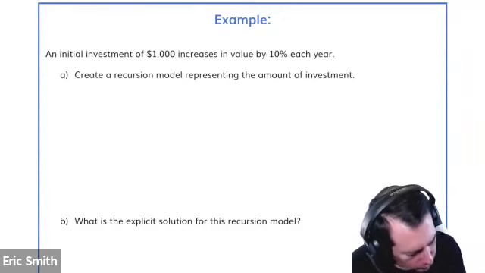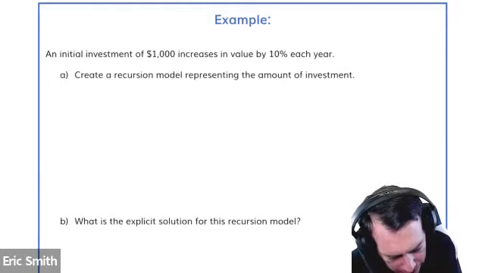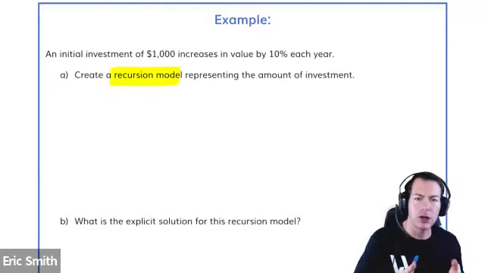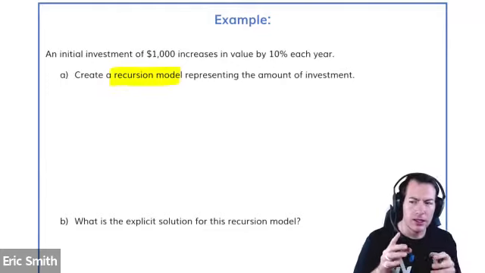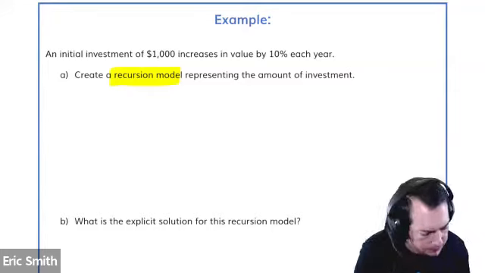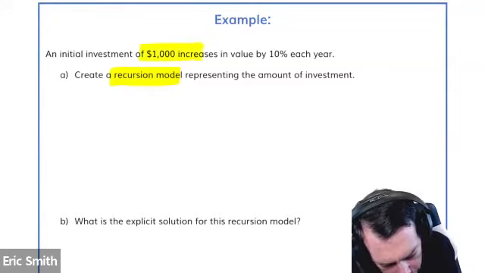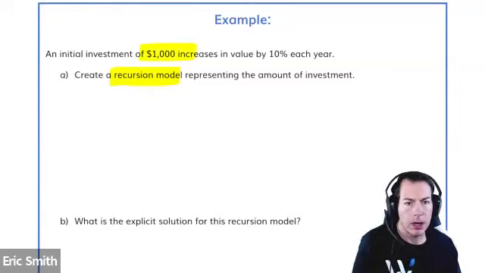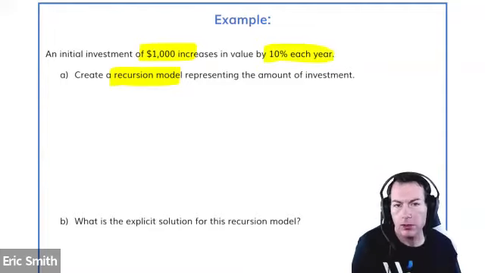Okay, so our clues for this one, it's kind of giving us a hint here. It says we want a recursive model. So in your mind, think, yes, I want to say what the new generation is going to look like based off of previous generations. Other clues we have in here, we know what the starting amount is, and we have a sense of how much it is going to grow.